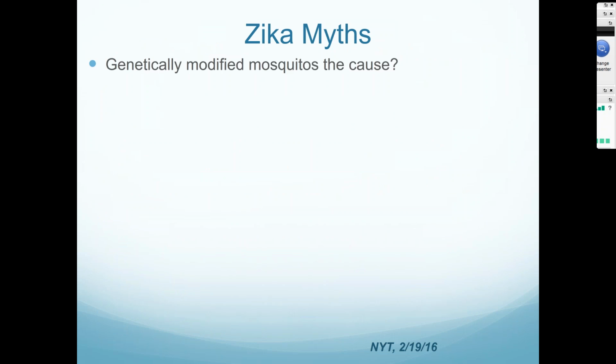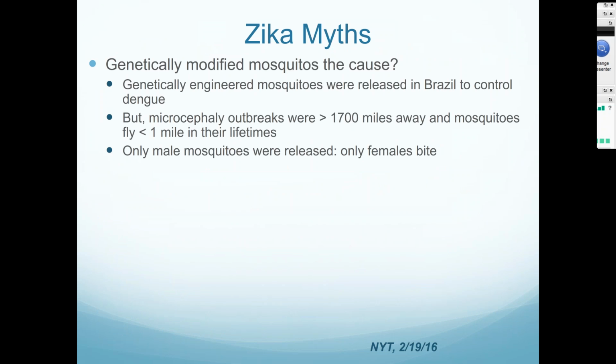There are some myths. The myths reported in the New York Times were that genetically modified mosquitoes caused this. Engineered mosquitoes were released in Brazil that controlled dengue. That's just not true. Microcephaly outbreaks were 1,700 miles away, and mosquitoes fly less than a mile in their lifetimes, as I pointed out earlier. And only male mosquitoes were released, only females bite. You and I know that these aren't true.